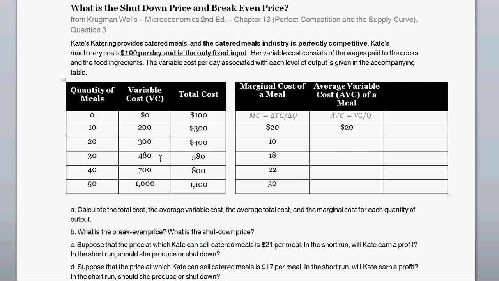The average variable cost for when we produce 20 meals is the variable cost of 300 divided by 20. So that's going to be, I think, 15. The average variable cost when we produce 30 meals here is the variable cost of 480 divided by quantity of meals 30, so that's going to be 16. That's 480 divided by 30. The average variable cost for 40 meals produced is the variable cost of 700 divided by 40. And then you just continue on in this pattern, grinding out all of the average variable cost curves. This is going to be useful for calculating our shutdown price. But before that, let's calculate average total cost.